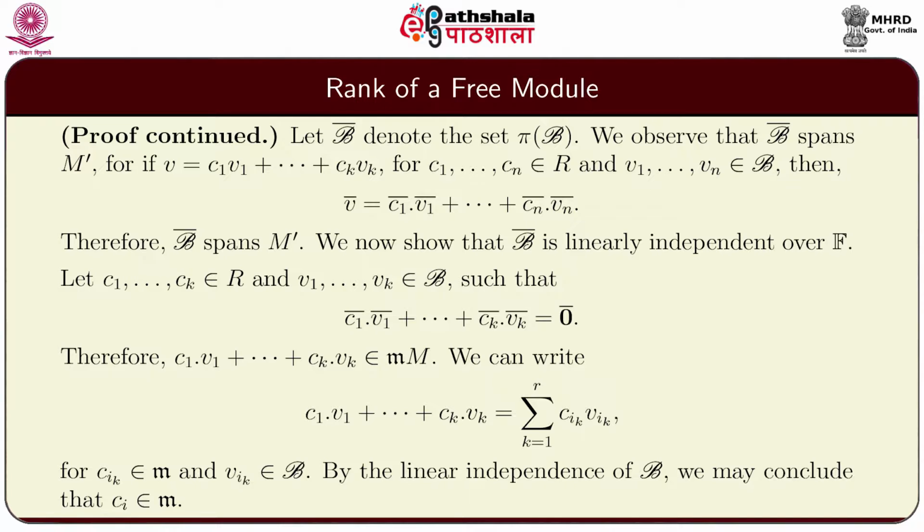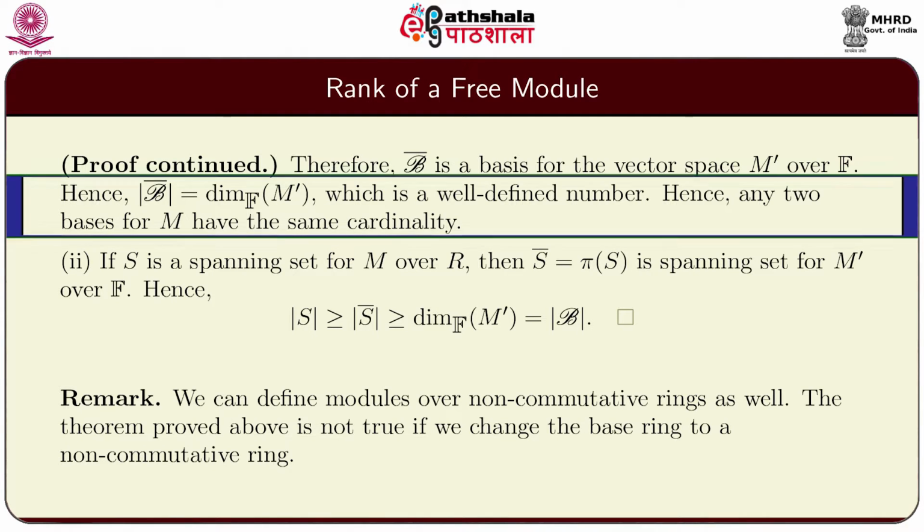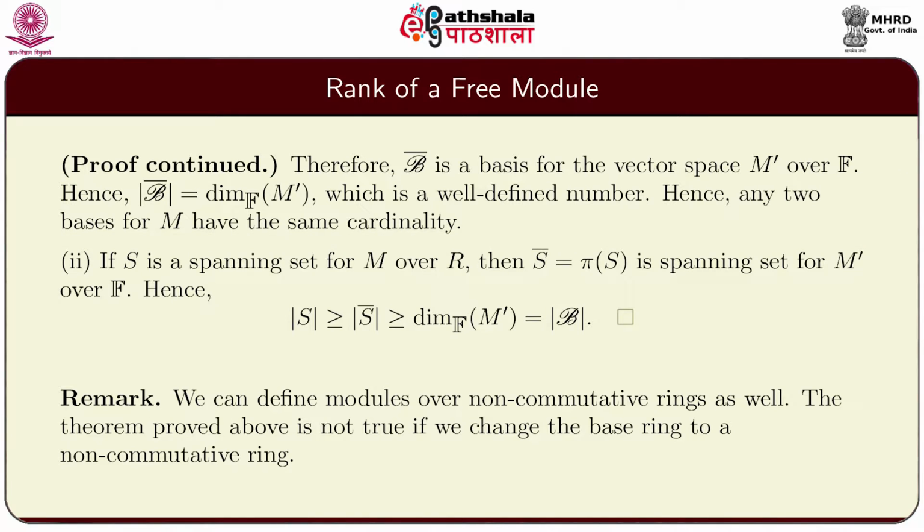By the linear independence of the basis B, we conclude that Ci's are also in M. Therefore, B bar is a basis for the vector space M dash over F. Hence, the cardinality of B bar, which is dimension of M dash over F, is a well defined number. Hence, it follows that any two bases for M have the same cardinality.